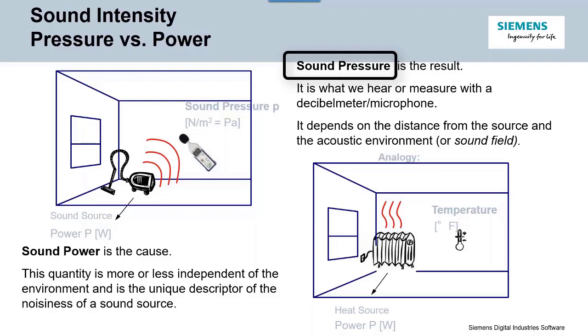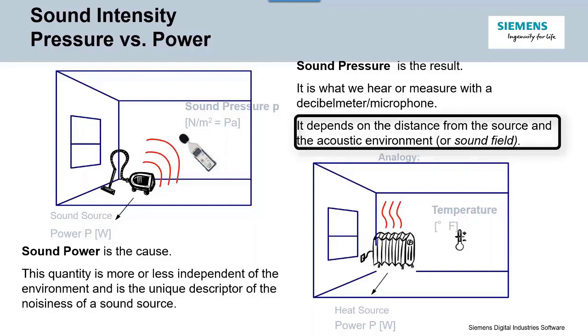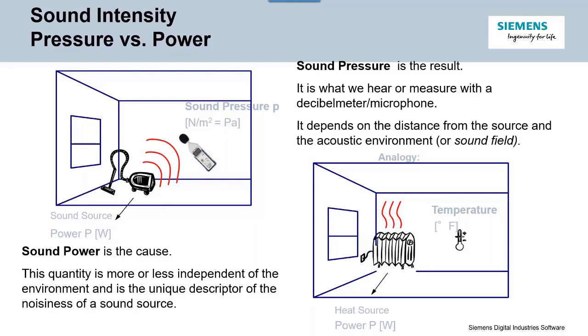Then there is sound pressure, which is the result of the sound generated from a source. We can measure the sound pressure using a microphone, for example. The sound power is the cause, and the sound pressure is the effect of that. As you move the microphone to different locations away from the source, we can see that the sound pressure will change, and it is very much dependent on the environment you are measuring in. If it is a quiet environment, with no background noise, then the sound pressure will be one thing. If you have the same sound source in a noisy environment, then the sound pressure will be different.